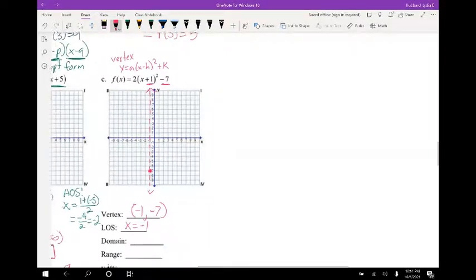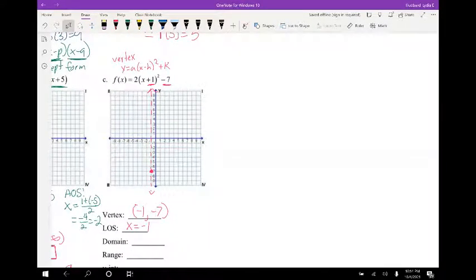Okay, so that gave us some information. The way that we can think about this is this transformation. So again, this is going to be a vertical stretch by 2. We're moving to the left 1, and we're moving down 7. So that's one way to think about it.